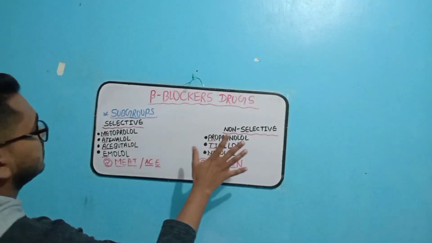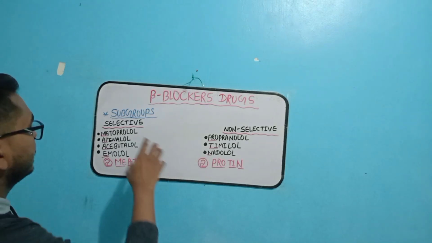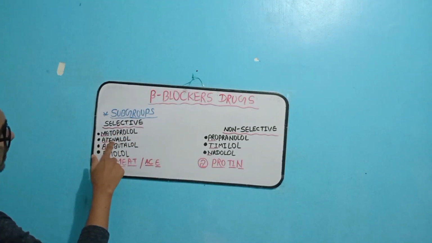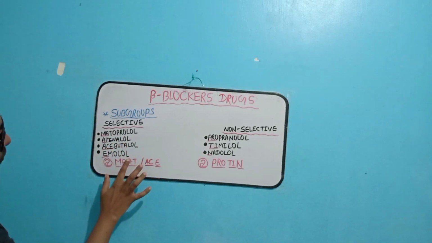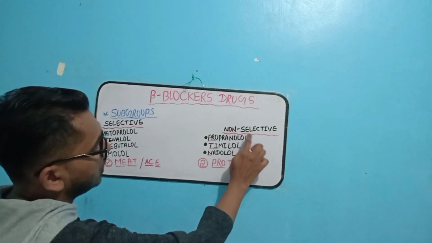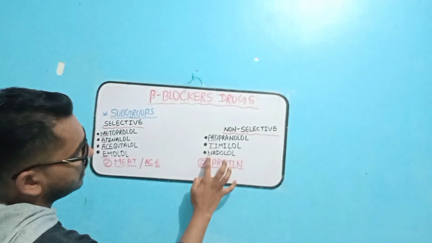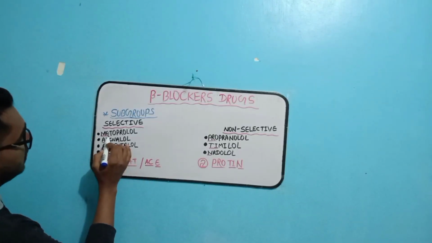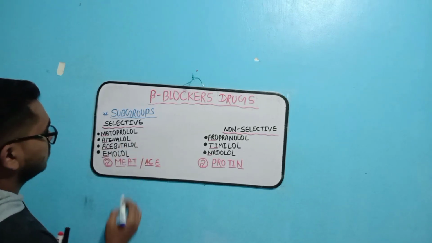These are the drugs in the selective and the non-selective. In the selective drugs, there are metoprolol, atenolol, acebutolol, and esmolol. In the non-selective, there are propranolol, timolol, and nadolol. MEAT: ME is for metoprolol, and AT is for atenolol.